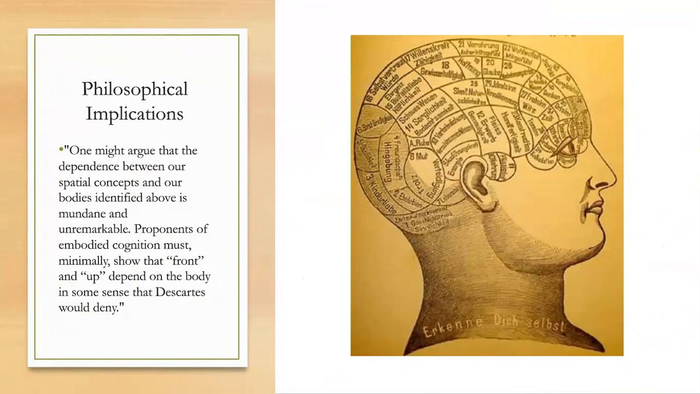So, some philosophical implications. Quote, "One might argue that the dependence between our spatial concepts and our bodies identified above is mundane and unremarkable. Proponents of embodied cognition must minimally show that front and up depend on the body in some senses that Descartes would deny." End quote. This main idea is dealing with our brain side and cognition rather than our body itself. This is showing the logical side of things. As we learn how embodied approaches work in cognition and linguistics, I also believe that artificial intelligence plays a part in how quickly you can learn and gain concepts of things. My topic draws more towards young children and embodied cognition, and how it shows them either progressing or regressing, depending on what they're grasping, what they're learning, and maybe what they're not learning, and what we can do so they can enhance these embodied cognitions.